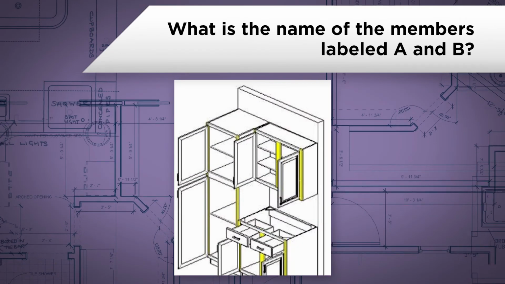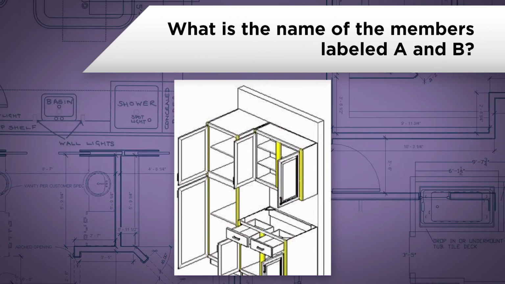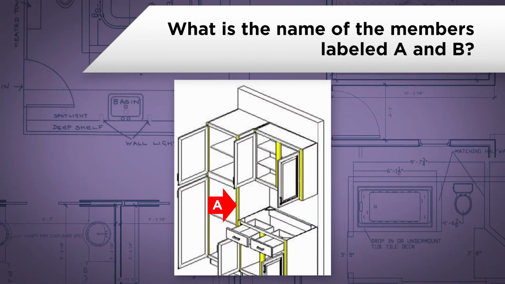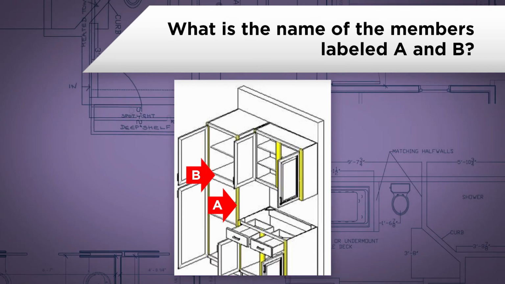In this image, we have a face frame cabinet. What is the name of this vertical member labeled A? And what is the name of this horizontal member labeled B?